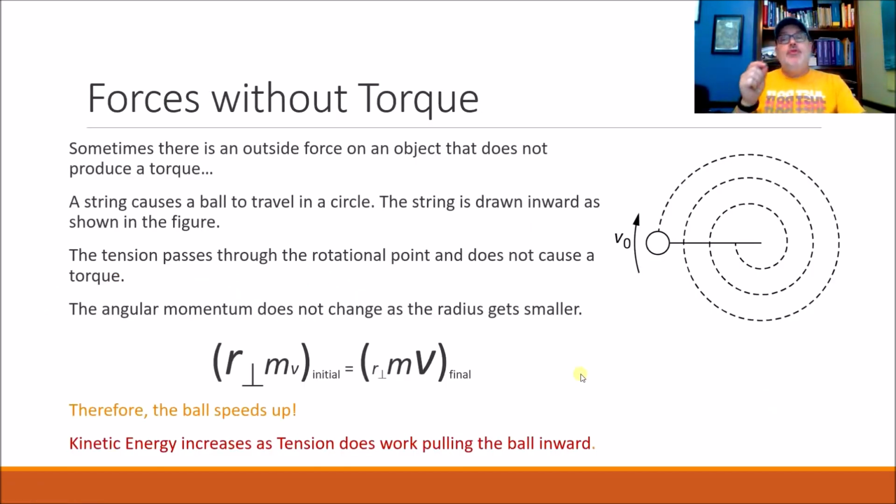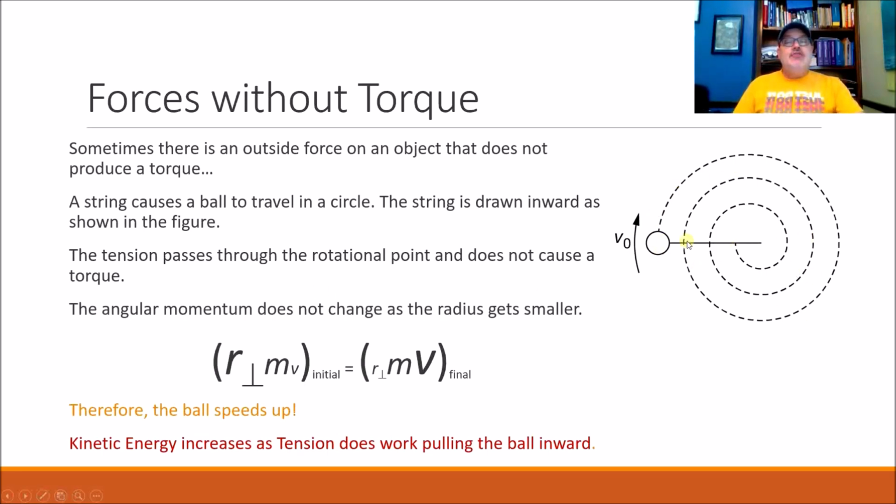Sometimes you can have an outside force on an object but this force does not produce a torque. Here's an example. We have a ball on the end of a string. The ball is going around in a circle, and we're going to pull the string in so the ball will take a path that spirals inward.